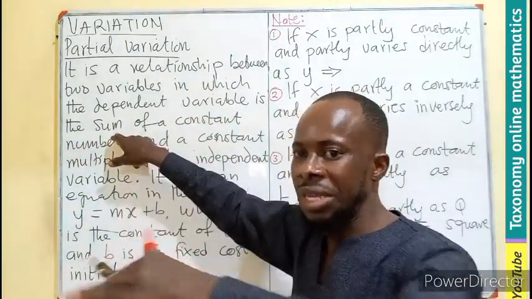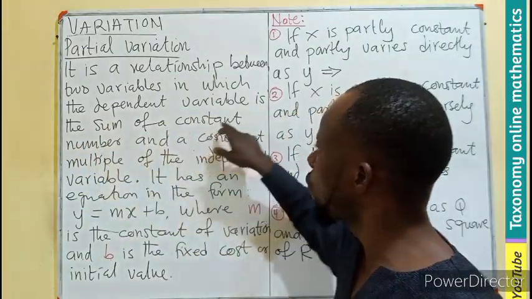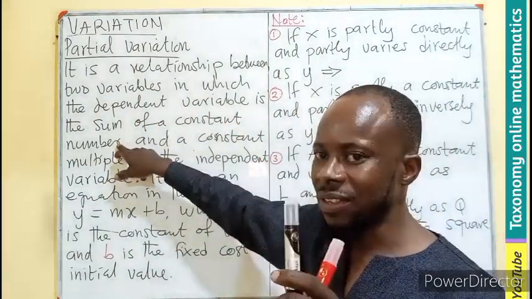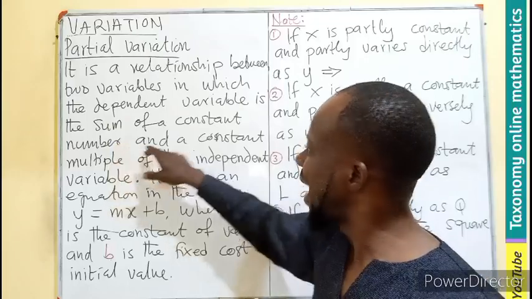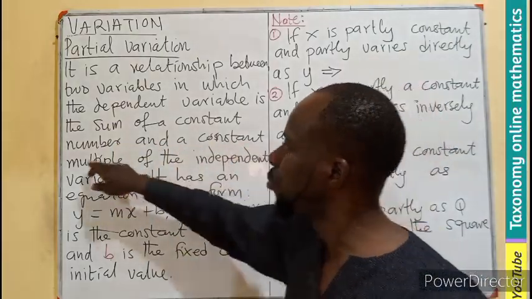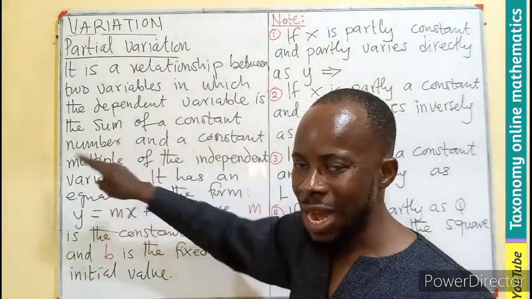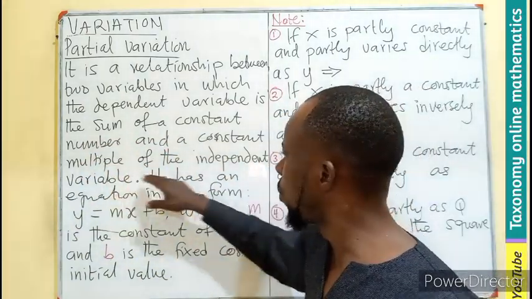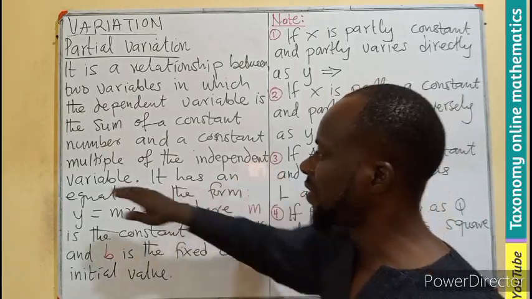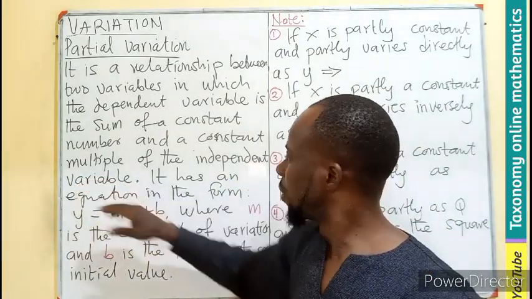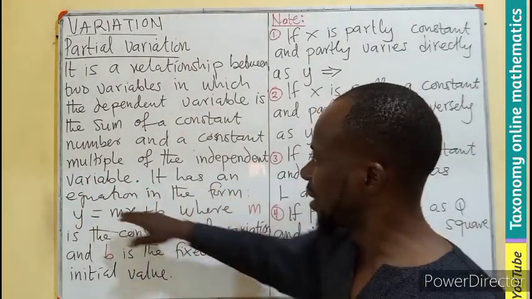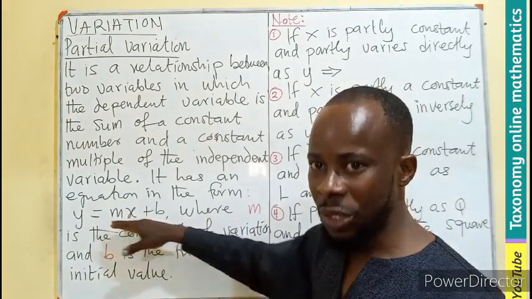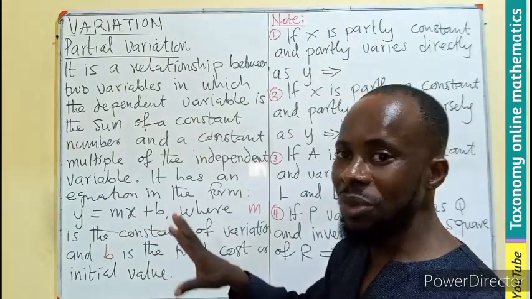Mathematically, it means equals to the sum of a constant number, here, the constant of variation, and a constant multiple. You can hear a constant two times: a constant number and a constant multiple of the independent variable. It has an equation in this form. This is just the equation of a straight line, but it is going to be in the same form.